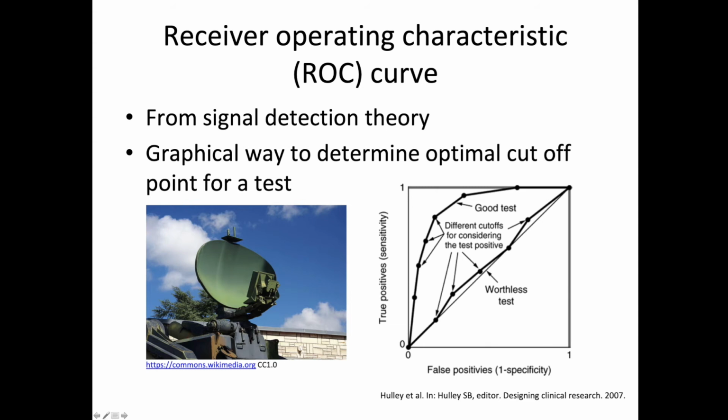And a test that has good performance should have a curve that approaches the upper left corner. And a worthless test, a test that has no ability to differentiate between those with disease and without disease at any cut point, has a diagonal line.